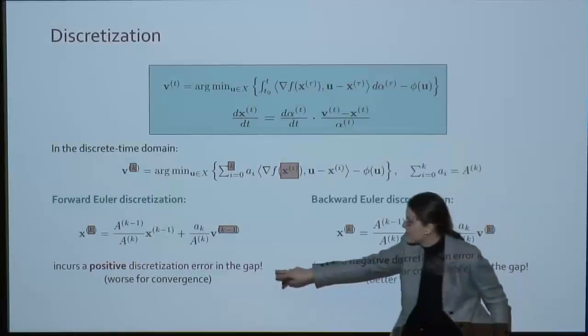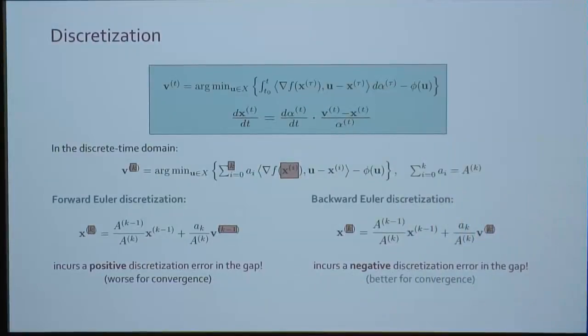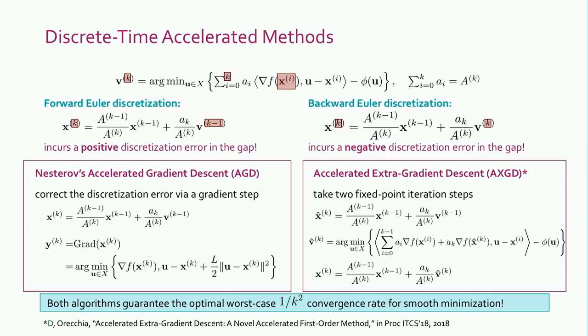So, the way I've presented this so far, both methods seem to have an issue, right? This one has positive discretization error, so it slows things down. This one has negative discretization error, but we cannot really implement it. So let's see what we can do.